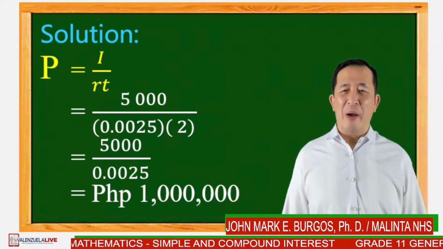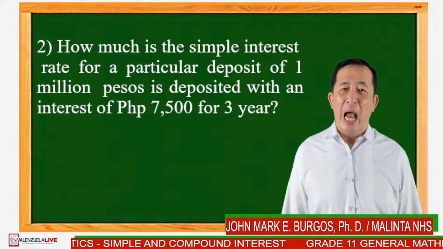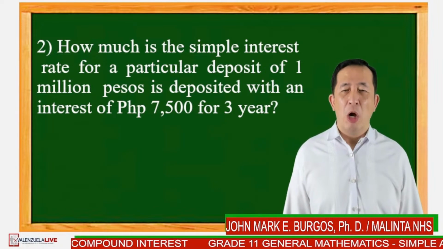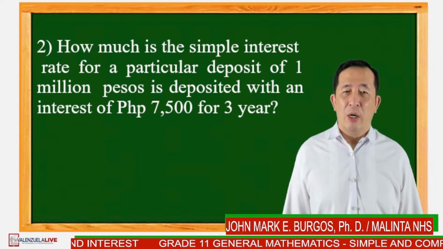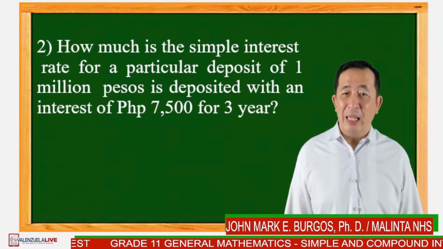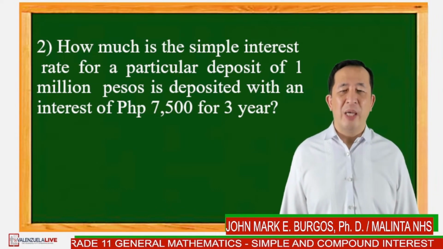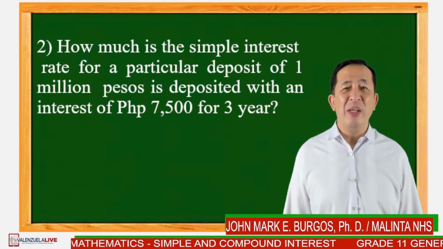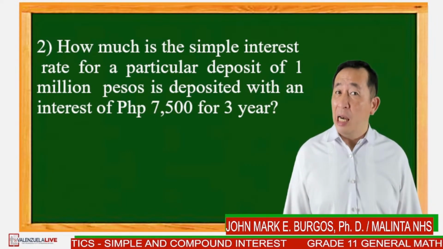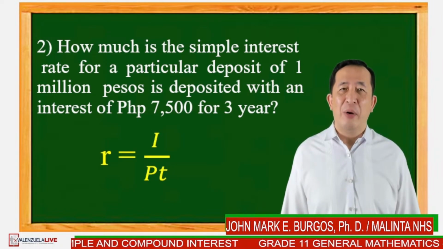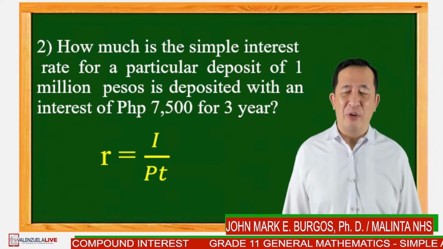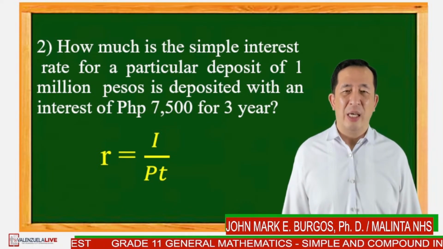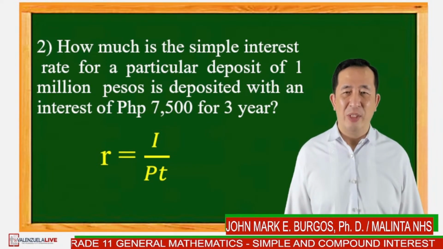For the second problem, the question is, how much is the simple interest rate for a particular deposit of 1 million pesos, which is deposited with an interest of 7,500 pesos for 3 years? So in this problem, we are looking for the rate. And the formula for that will be rate, or R, is equal to interest divided by principal times time.